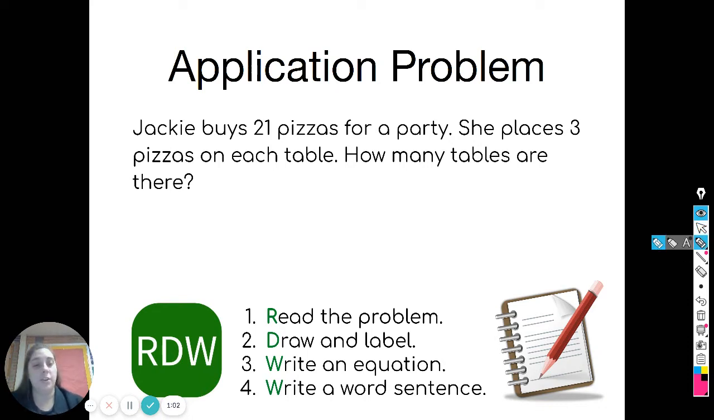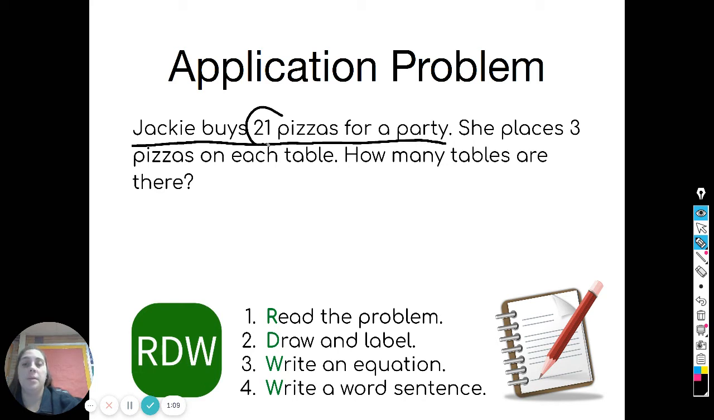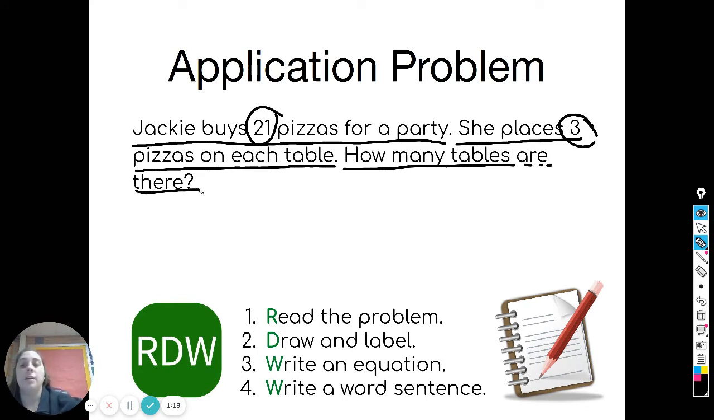I'm going to go ahead and read it to you. Jackie buys 21 pizzas for a party. She places 3 pizzas on each table. How many tables are there? So we're looking for how many tables. Okay, so we know in an equation you have 3 numbers, okay? Right now we know 2 of the numbers and one of them is unknown. So you have to figure out the unknown.